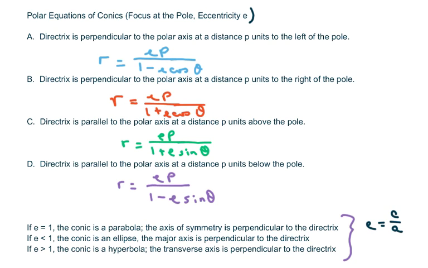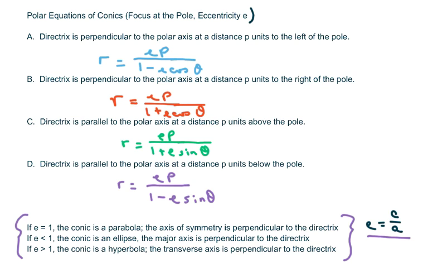Hi everyone, we're going to discuss polar equations of conics with the focus at the pole and eccentricity E. And the eccentricity formula is E equals C over A. And remember, let's look down here real quick.